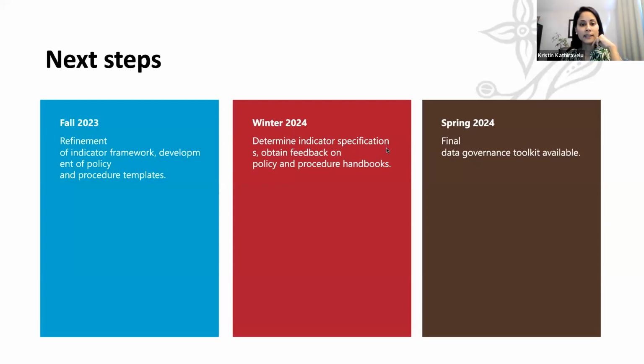So hopefully everyone can see that. The indicator framework seems to be something that people are very interested in. The policy and procedure handbooks, the framework itself, a community of practice. Okay, a couple of people think that that might be helpful so that maybe organizations can share their experiences and their journeys. One person indicated that informational webinars might be helpful.